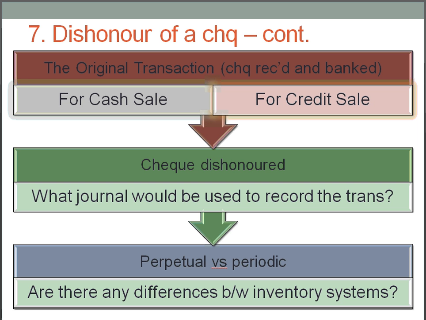Anyway, here is a little diagram to help you. So, the original transaction could have been a cash sale, or it could have been a payment for a credit sale. So what journal would you use to record such a transaction? And would that make any difference to your entry if the company or the business used perpetual or periodic inventory system?